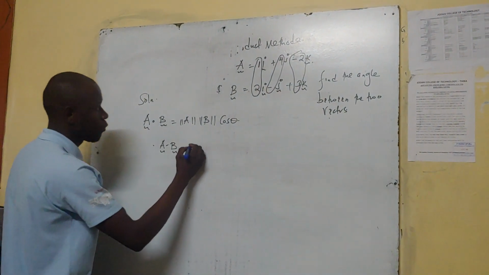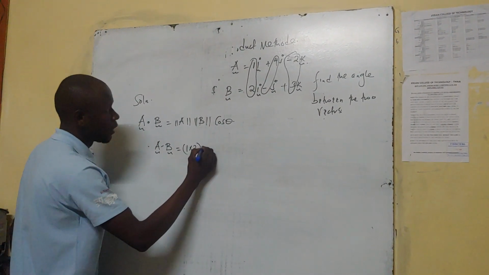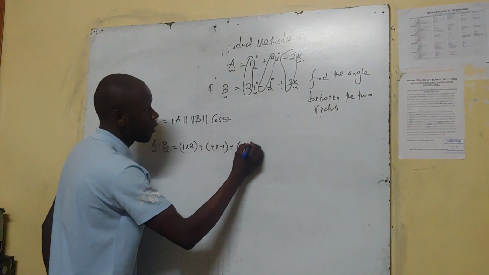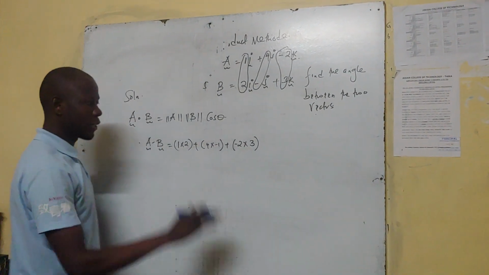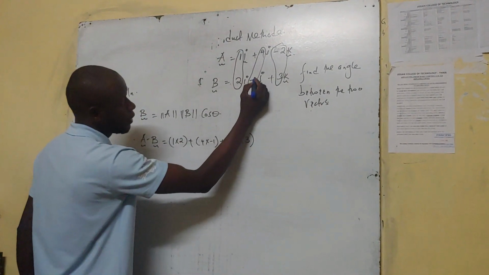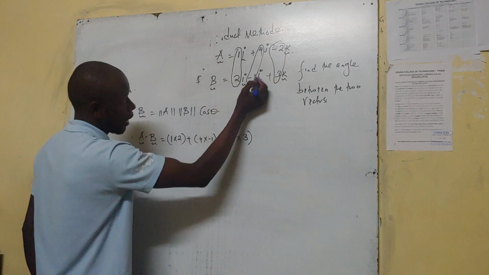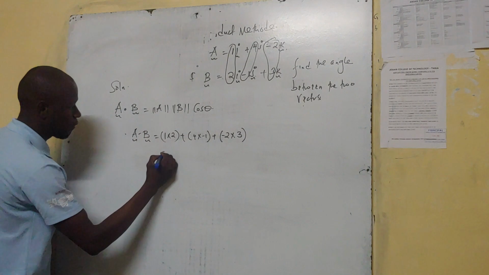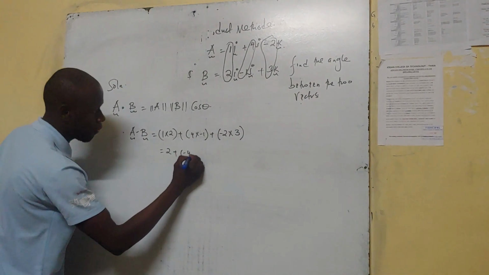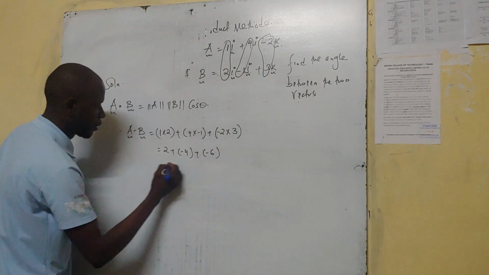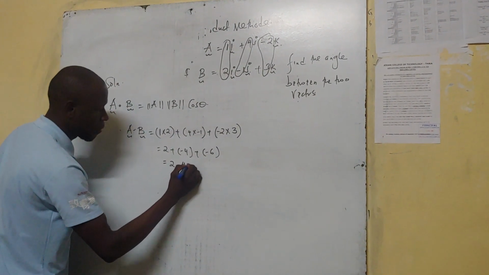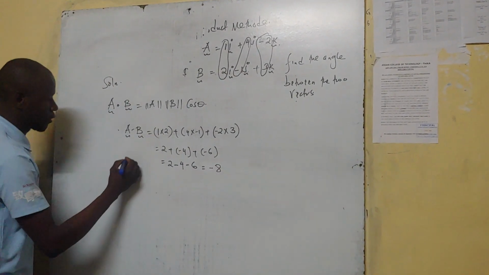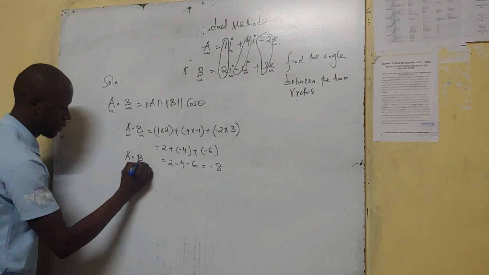So A dot B in short will be 1 multiplied by 2, then you add 4 multiplied by negative 1, then negative 2 multiplied by positive 3. So you have to consider the sign. This is positive j, this is negative 1, so the component along j is negative 1. This is negative 2k, so the component along k is negative 2. So this will give us 2, you add negative 4, you add negative 6. This is going to give us 2 minus 4 minus 6, and this will give you negative 8. So this is going to be our A dot B.